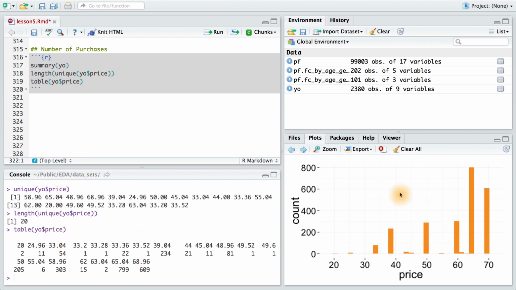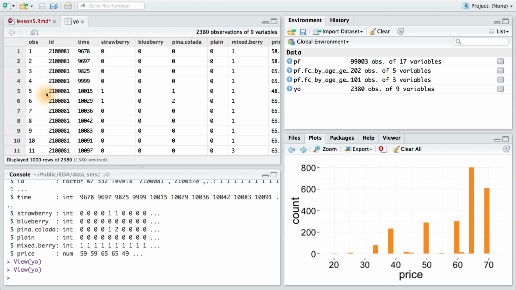So now that we know something about the price, let's figure out on a given purchase occasion how many 8-ounce yogurts does a household purchase. To answer this, we need to combine the counts of the different yogurt flavors into one variable. For example, for this particular household, on one purchase occasion, they bought 3 different types of yogurt.